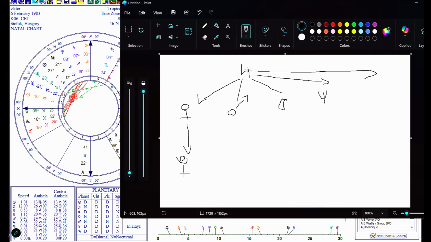So, what happens when the chart ruler is in square, for example, with the final dispositor? Well, basically, you are constantly at cross purposes with yourself. The actions you take, as the chart ruler, to be you, seem to block or undermine your deeper, ultimate goals. So basically, that's what we call self-sabotage.